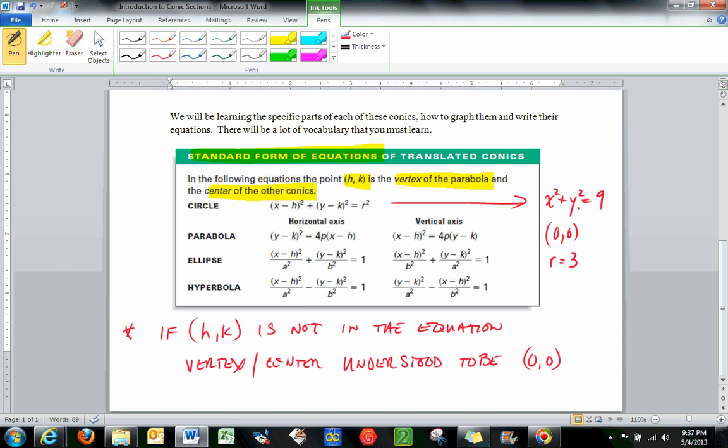So that's a good start. Just discussing the general overview of conic sections. Now as we go into each section, we will be specifically discussing each of these individual parts and how it all works with that particular conic section.